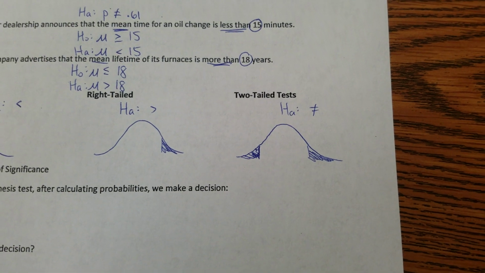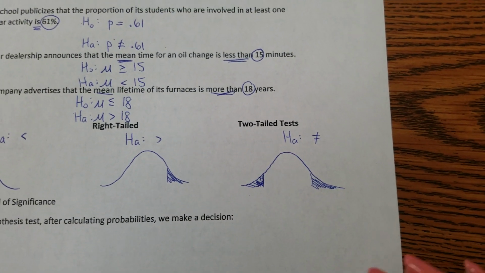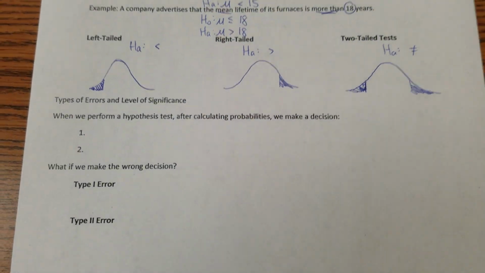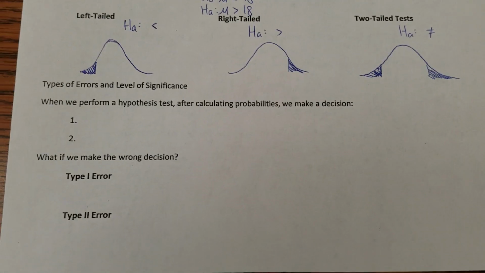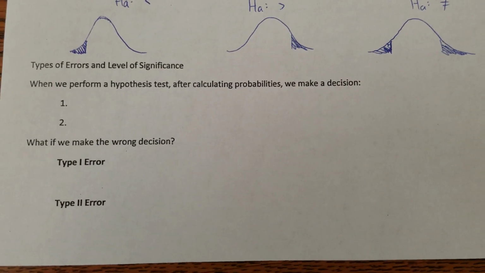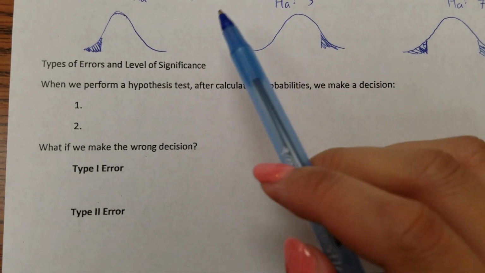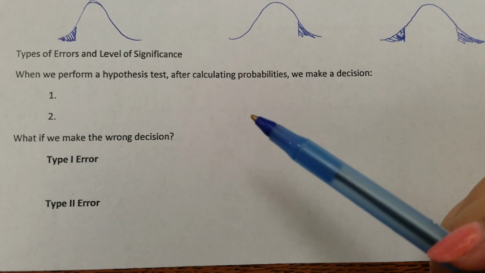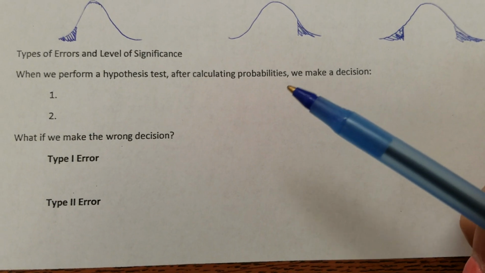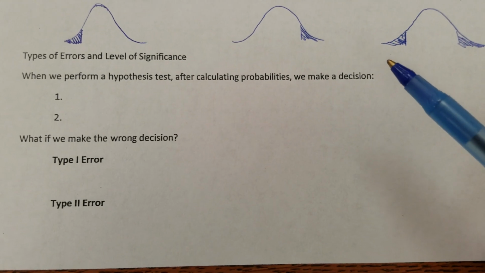So that counts as a two-tailed, and so there's like two tails to our normal curve. And that's what we're trying to do. So when we make that decision with our hypothesis test, after we calculate our probabilities to see whether we get something greater than or less than the 0.05, we get to make a decision.